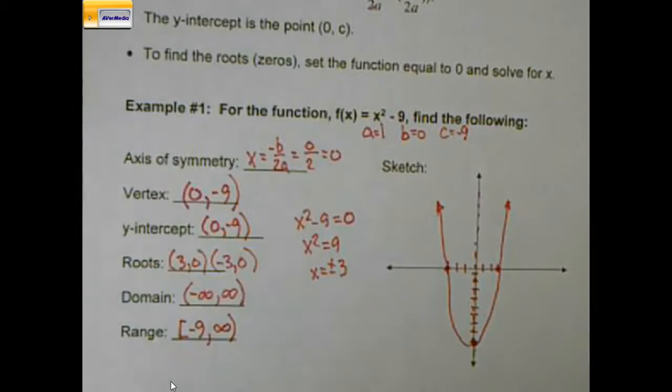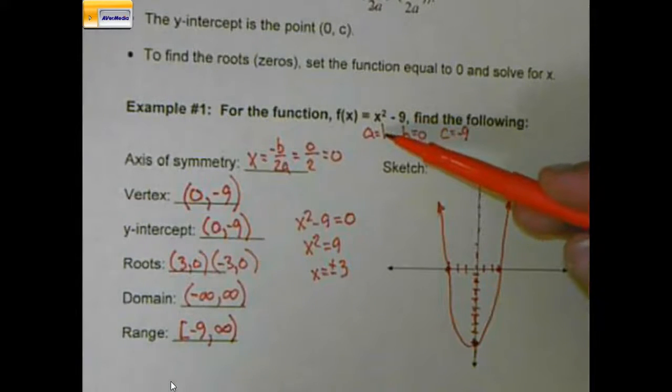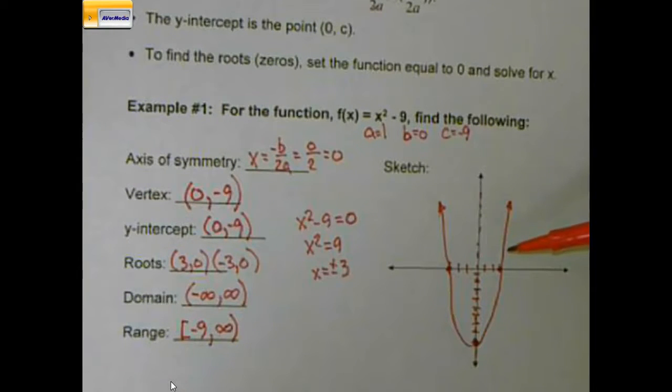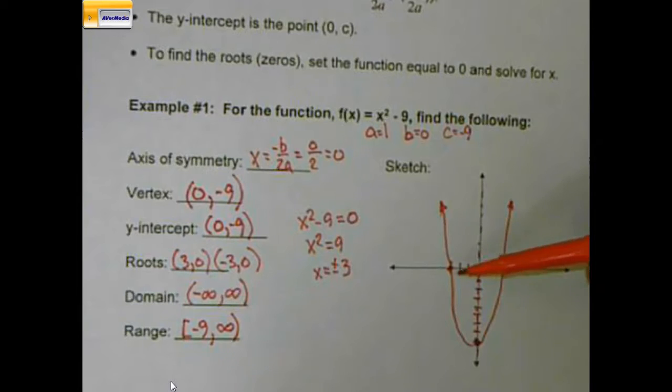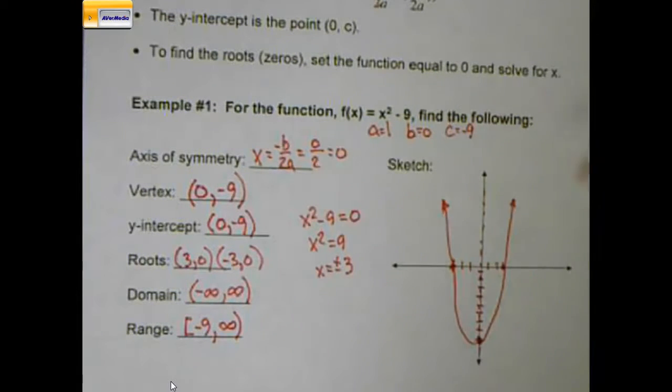So there's the graph of the parabola described by the equation x squared minus 9. The a is positive, so therefore the graph is pointing upward. We calculated our solutions to the quadratic equation. That's the points where it crosses the x-axis, so it's at positive 3, 0, and it's at negative 3, 0. We know from the equation that our y-intercept is at negative 9. We now have our 3 points, and we have a great looking parabola.